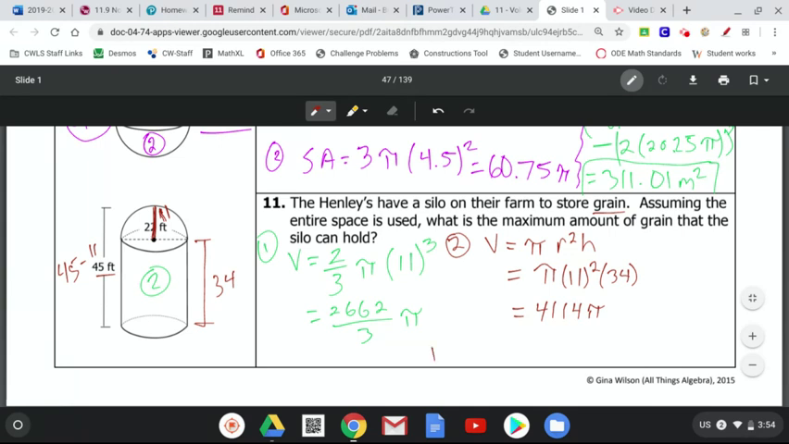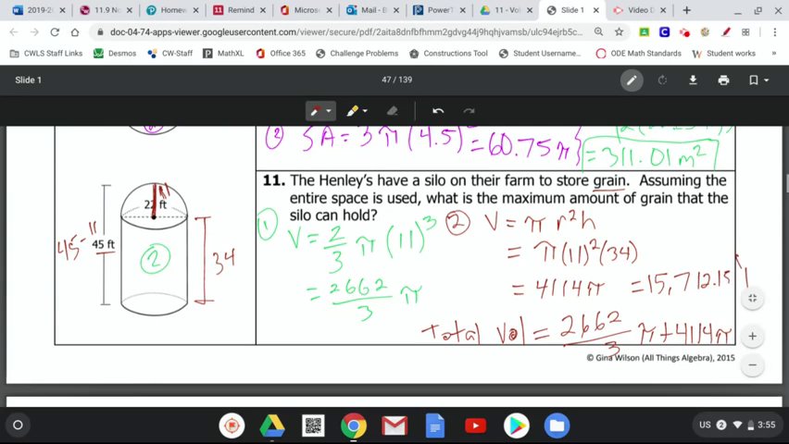So for this, the total volume is going to be the 2,662 over 3 pi plus the 4,114 pi. So we're just adding the two together. No tricks in this one. So that gives us a final answer of 15,712.15 feet cubed. All right, so that's our final answer.